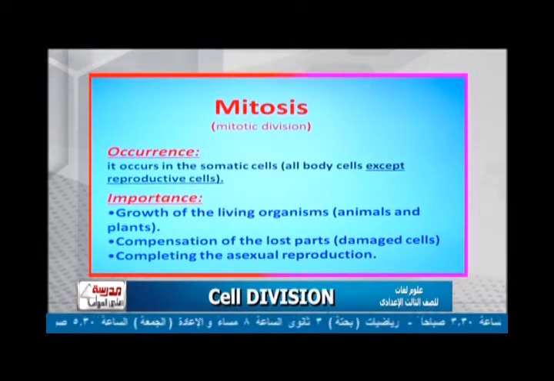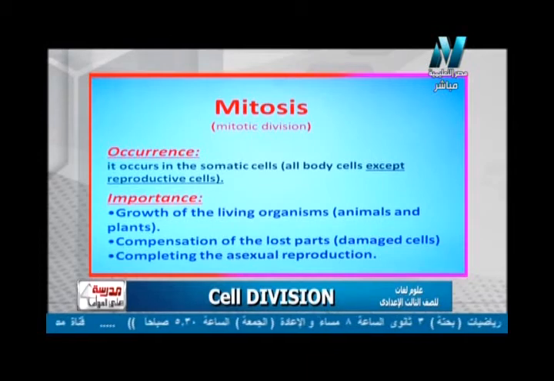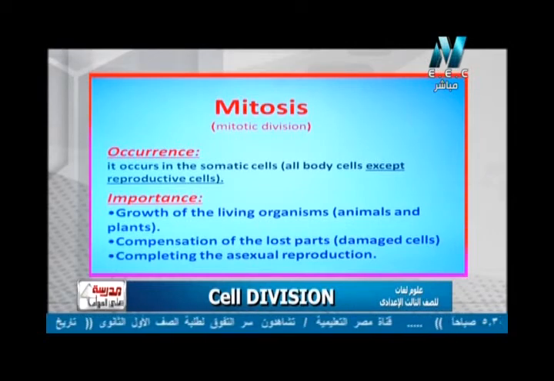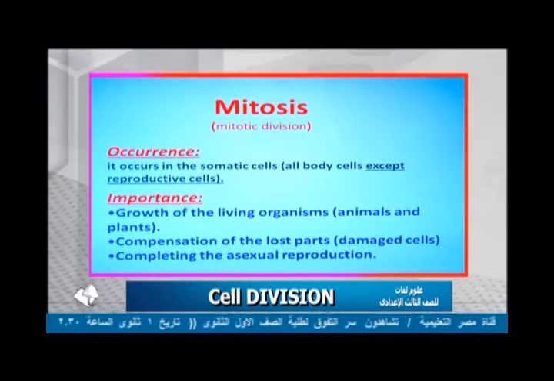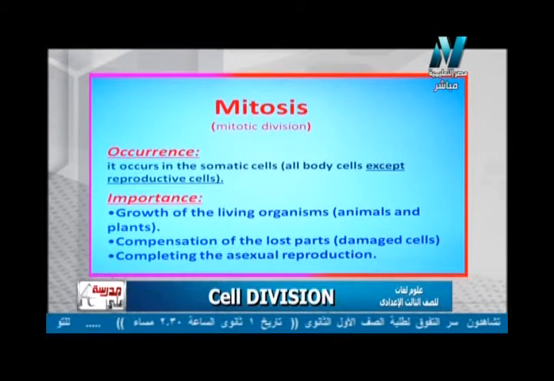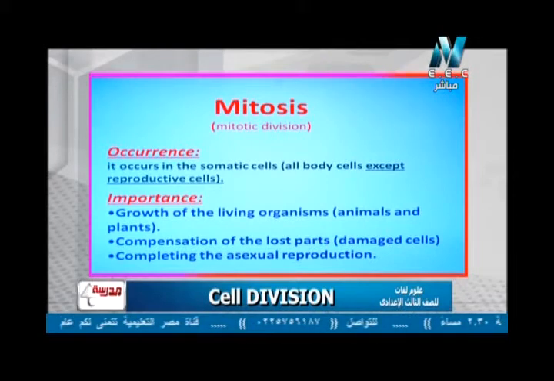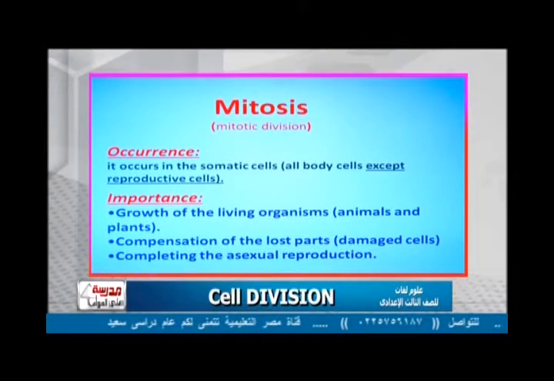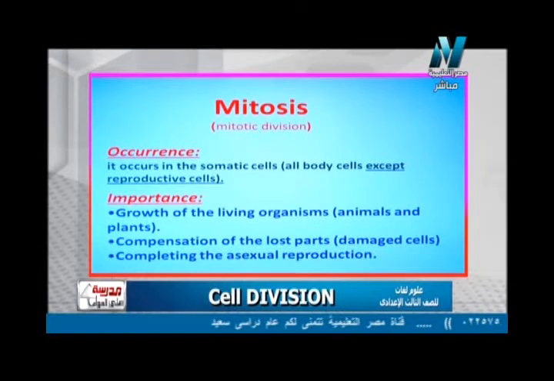Number two, compensate the lost part. If we have a wound or an injury, you cut a part from your skin, the cells will divide by mitosis to compensate the damage. What is meant by compensate? Replace the injured cells or the damaged skin cells. Number 3, completing the asexual reproduction, and we are going to take this in lesson 2.